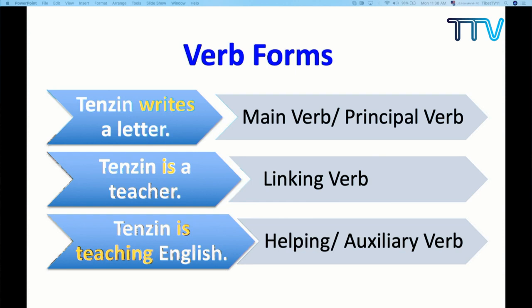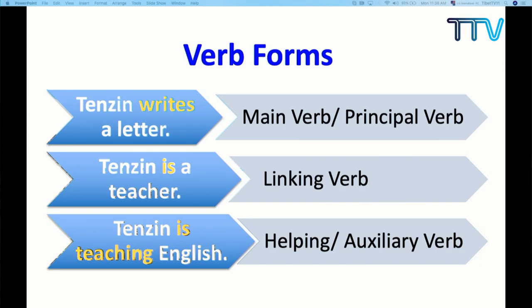Tenzin writes a letter. Tenzin goes to school. Tsering writes a note. Tsering eats an apple. All these things. So writes, eats, goes, sleep, read, help, all these are verbs. And what type of verb is this? This is the main verb. You got it? Okay, yes. So let us go to the second form of verb.